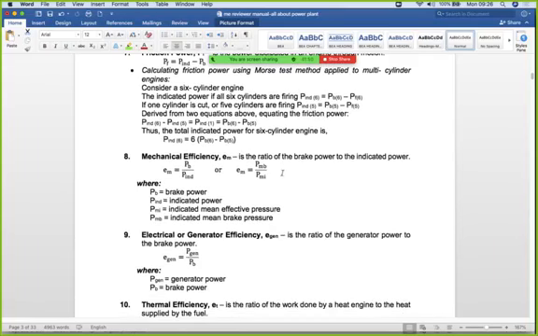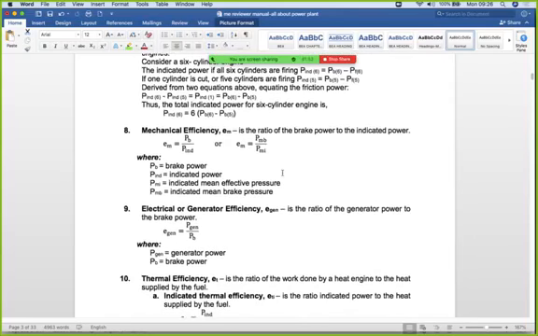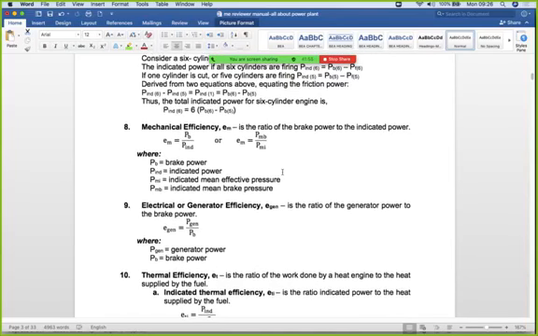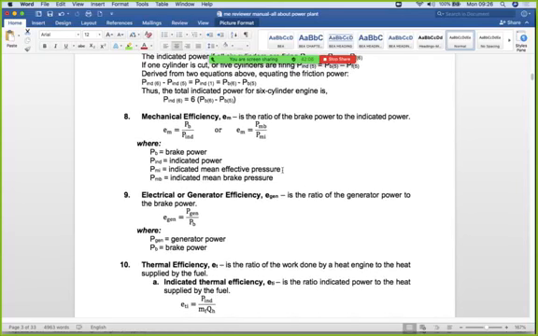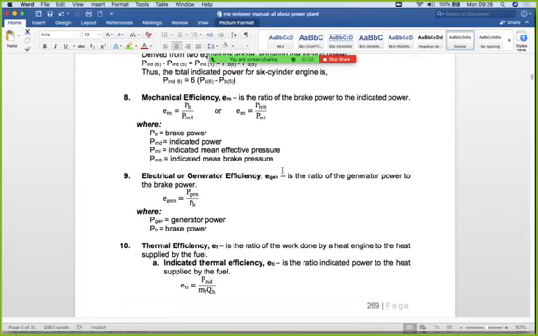So we go now to mechanical efficiency. Is the ratio of the brake power to the indicated power. So that is output over input. So the brake power is the output while the indicated power is the input. So in other form, mechanical efficiency aside from PB over PI is equal to PMB over PMI. PMB stands for brake mean effective pressure, while PMI stands for the indicated mean effective pressure.